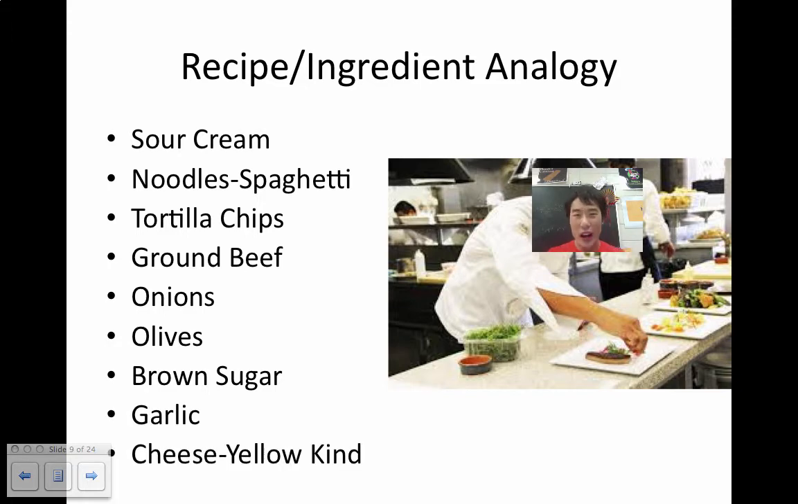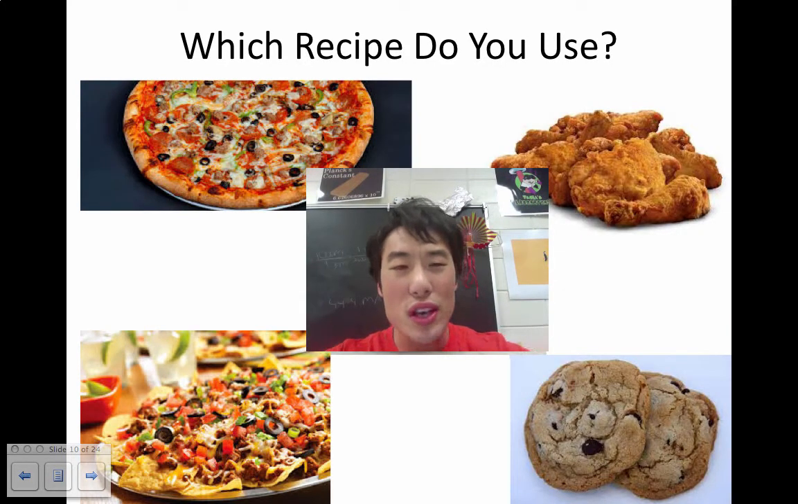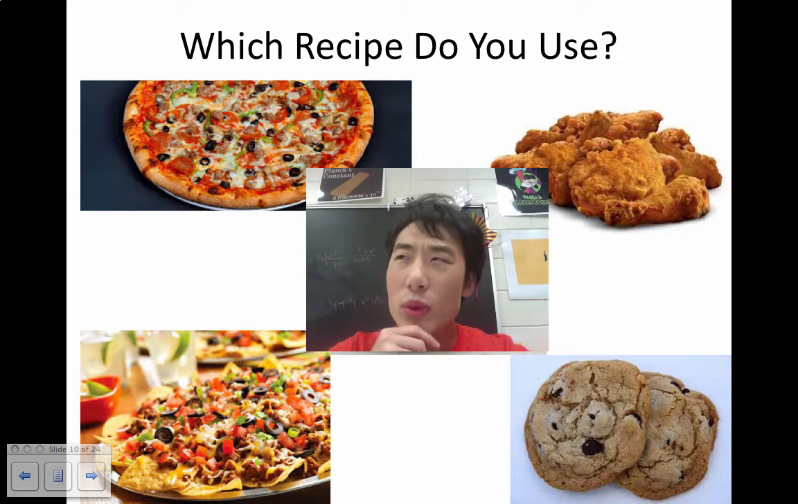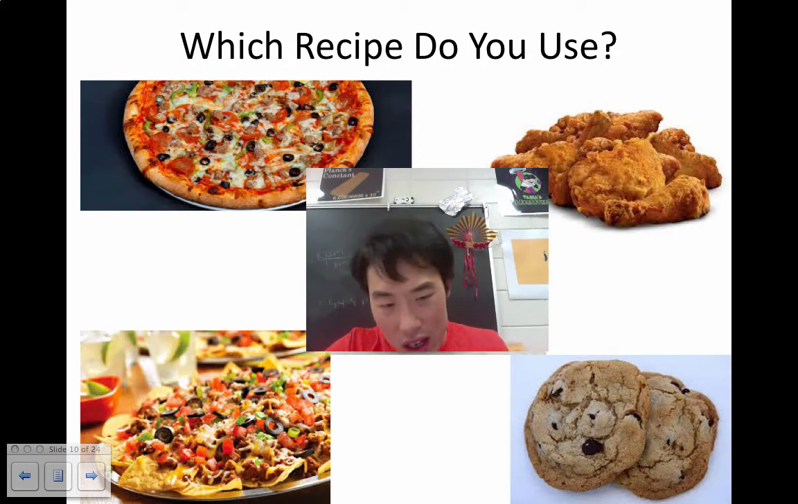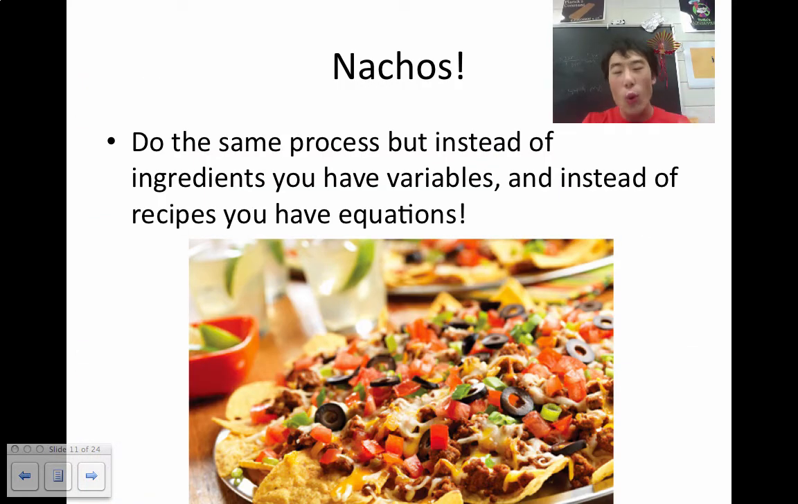You know, the yellow kind. Let's take a look. Can we use it for pizza? Well, we don't have tomato sauce or yeast. What about fried chicken? No, we don't even have chicken. Cookies. No, most definitely not cookies, unless you like olive cookies instead of chocolate chip cookies. So the logical answer is nachos! Nachos!